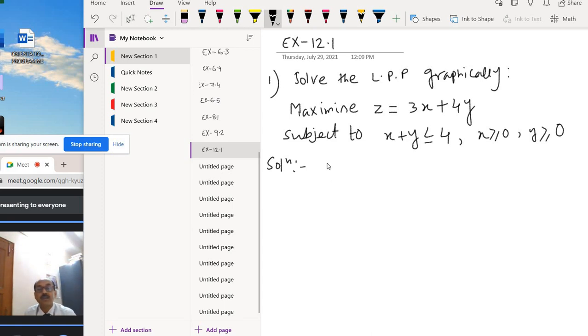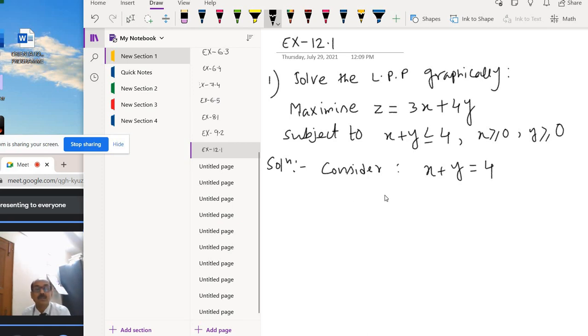So, first you convert the inequality to an equation, that is, to equal. So consider x plus y equal to 4. Okay. And the objective function is z is equal to 3x plus 4y.